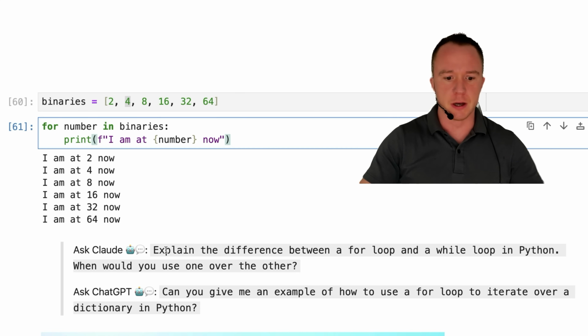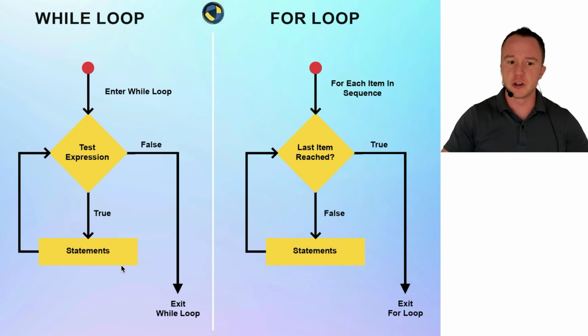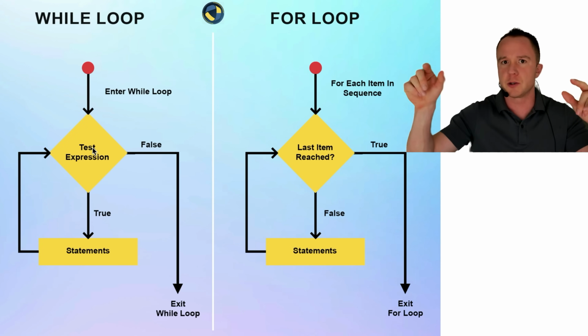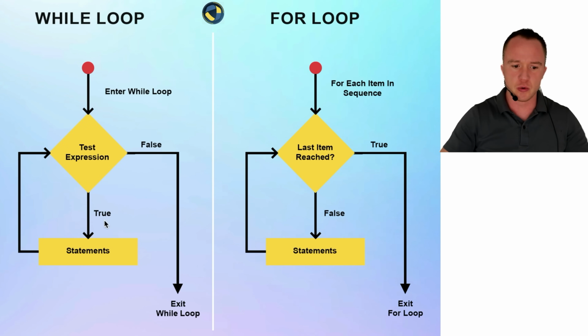You could ask the AIs now, explain the difference between a for loop and a while loop in Python. When would you use one over the other? And I tried to visualize the answer to this question. In a while loop, you enter the loop, you have some kind of test expression, while i is smaller than 6. And if that is true, we go to the statements or the loop body and execute those statements. After they're executed, we test the expression again. So is i still smaller than 6? If true, we continue in this loop here. Once it becomes false, we exit the while loop.